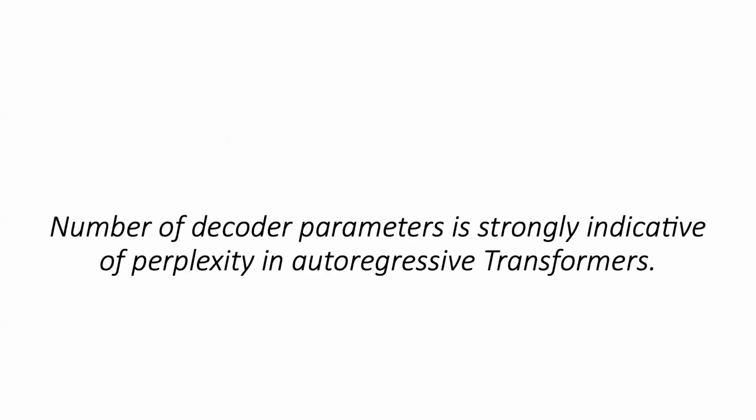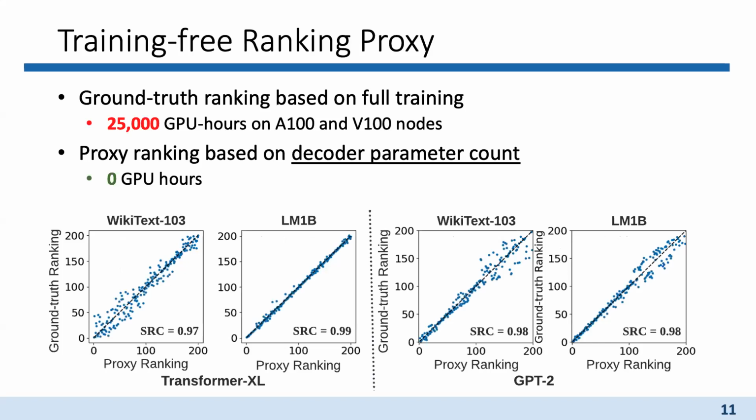Our hypothesis is that the number of decoder parameters is strongly indicative of perplexity in autoregressive transformers. To validate our hypothesis, we randomly sampled 300 architectures and trained them fully. These models come from two popularly used autoregressive transformer backbones, which are Transformer XL and GPT-2. We then rank them based on the perplexity that they achieve after full training, and we call this the ground truth ranking, which needs more than 25,000 GPU hours of training.